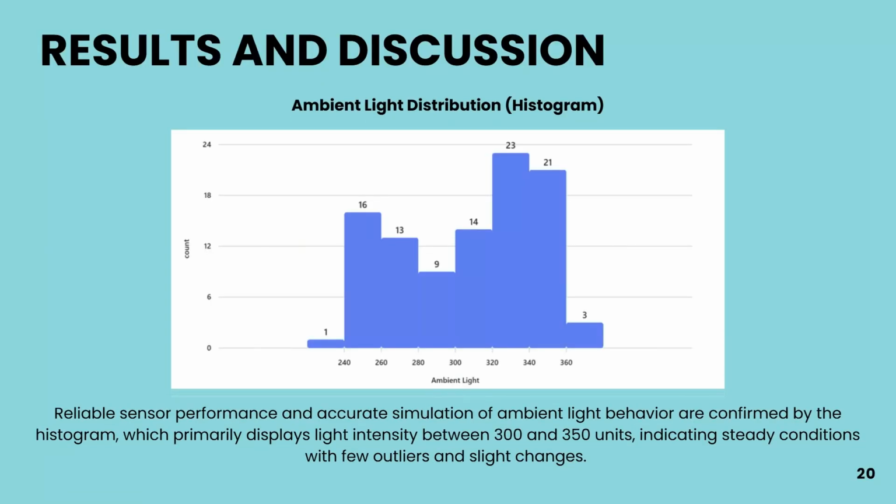Next is the ambient light distribution histogram. This histogram confirms reliable sensor performance and accurate simulation of ambient light behavior, primarily displaying light intensity between 300 and 350 units, indicating steady conditions with few outliers and slight changes.